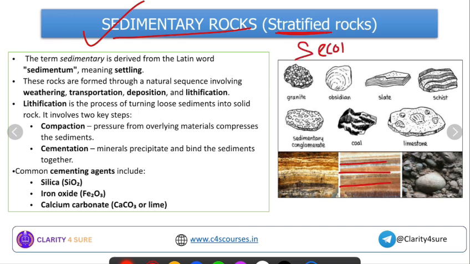Okay, or they are called a secondary rock because they are formed from the igneous rock. The metamorphic rock and sedimentary rocks are called secondary rocks. So the term sedimentary is derived from the Latin word sedimentum, which means settling. Okay, what is settling? These rocks are formed through a natural sequence involving weathering.